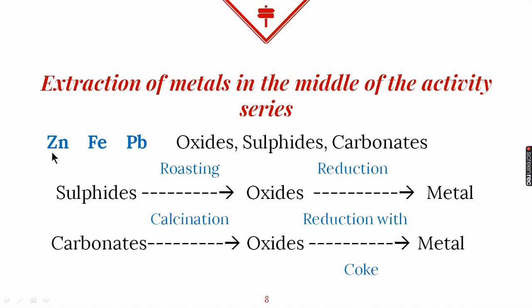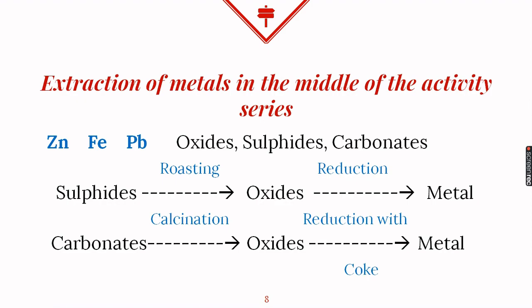The metals present in the middle are zinc, iron and lead, and their ores are either in the form of oxides, sulfides or carbonates. If the ore is a sulfide ore, first it is converted into oxide by the process of roasting, and then this oxide is reduced to obtain metal. But here we need a reducing agent for the reduction of the oxide. Carbonate ores can be converted into oxide by the process of calcination, and then these oxides undergo reduction using a reducing agent like coke, and we get the metal.